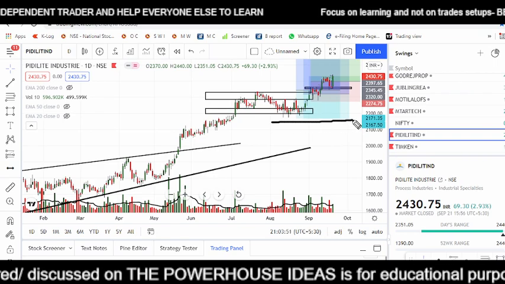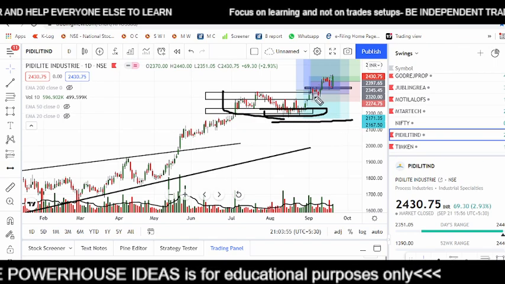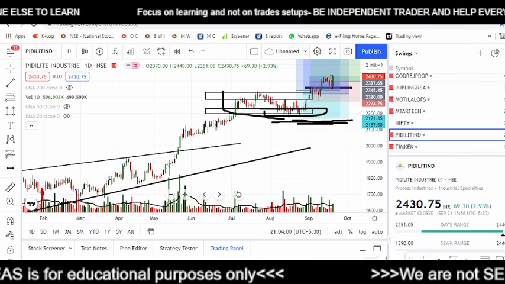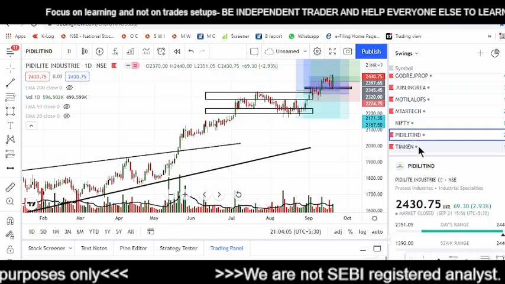Stop loss will be below this range, because price has tried so many times to break below this area but was not able to. So this stop loss over here will be a healthy stop loss. So this is Pidilite for you. Entry can be taken at CMP.